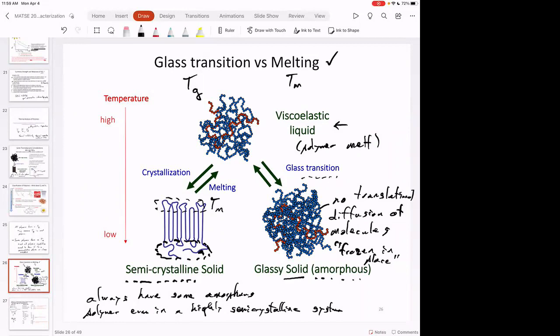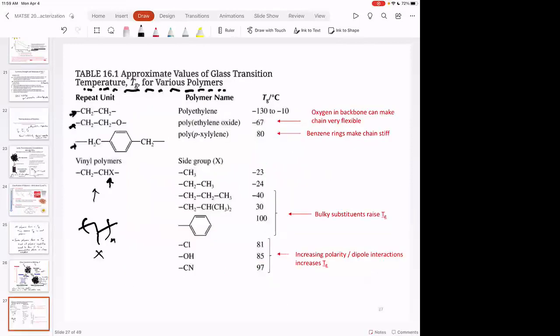Polymers that are super flexible and can move around easily have lower glass transition temperatures. So you notice that polyethylene has a very flexible backbone because there's no rotational barriers around that carbon-carbon single bond, right? So the Tg of polyethylene is minus 130 to minus 10. It's hard to measure because it crystallizes so fast.